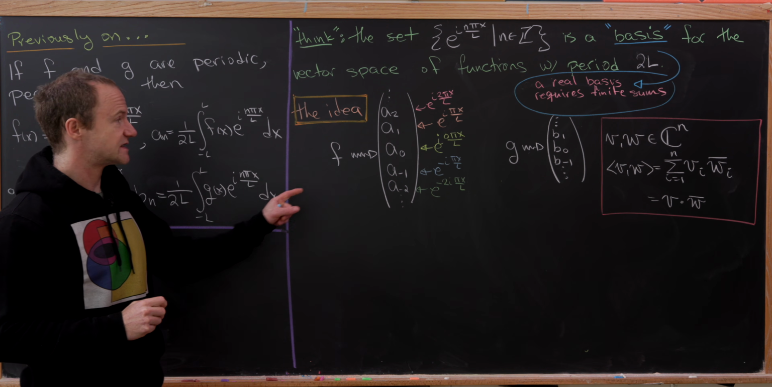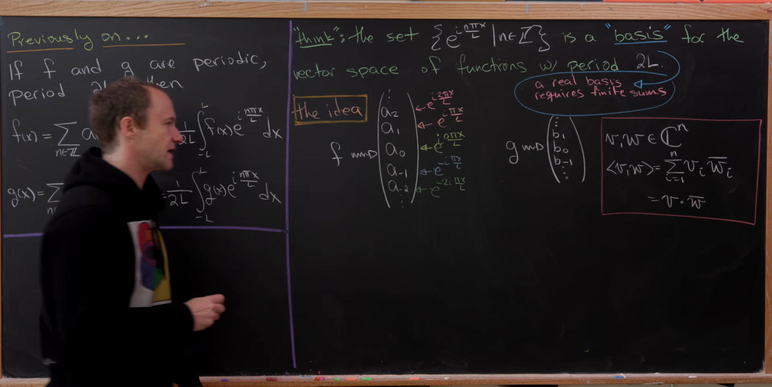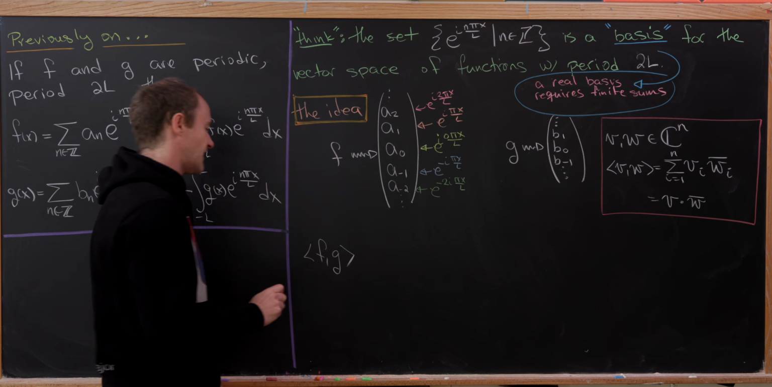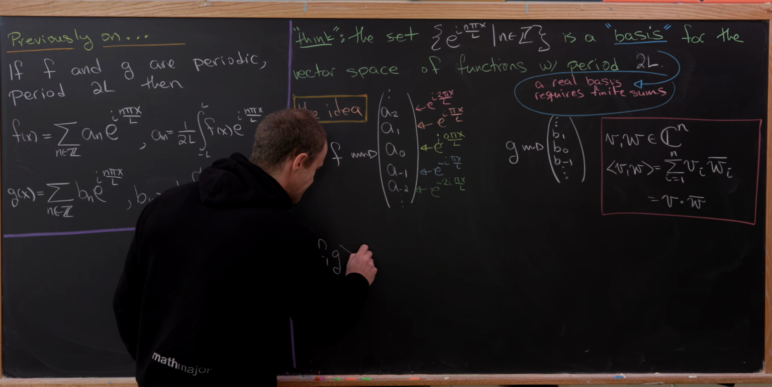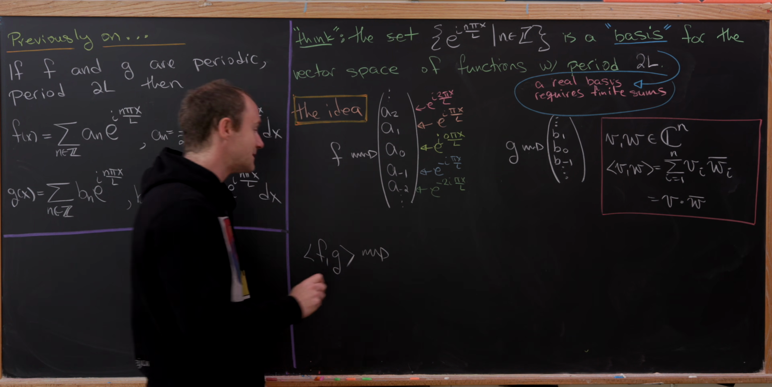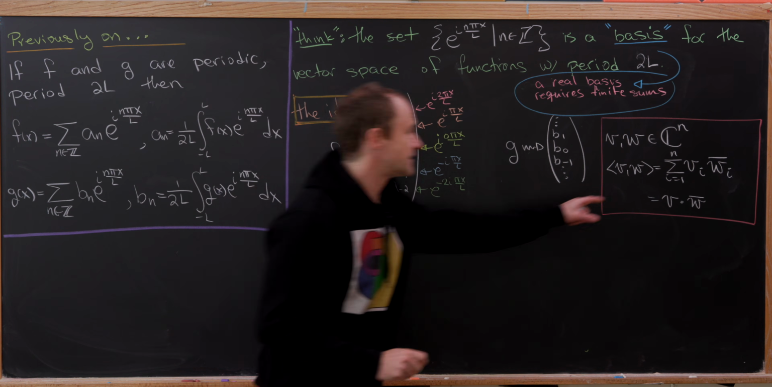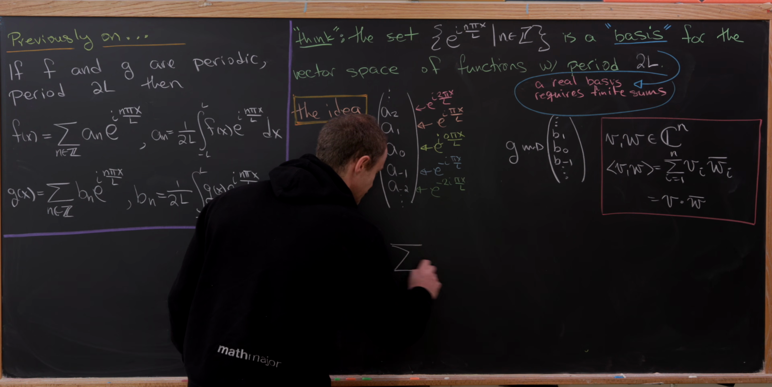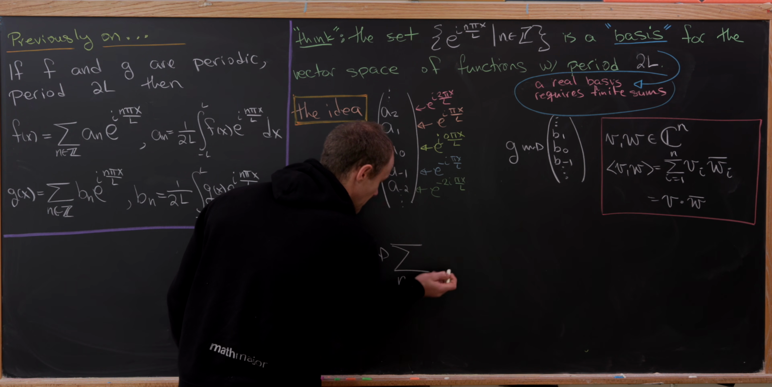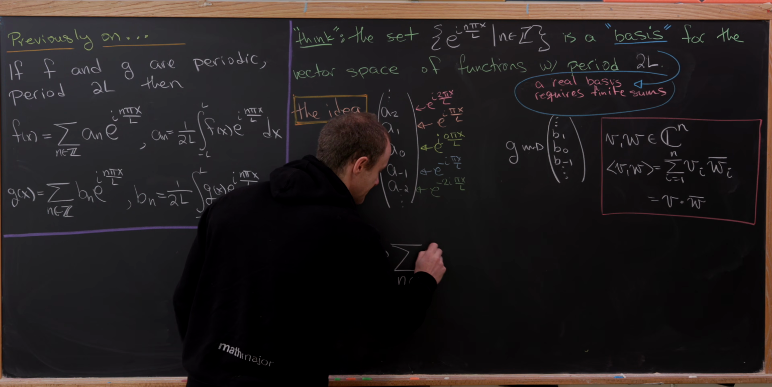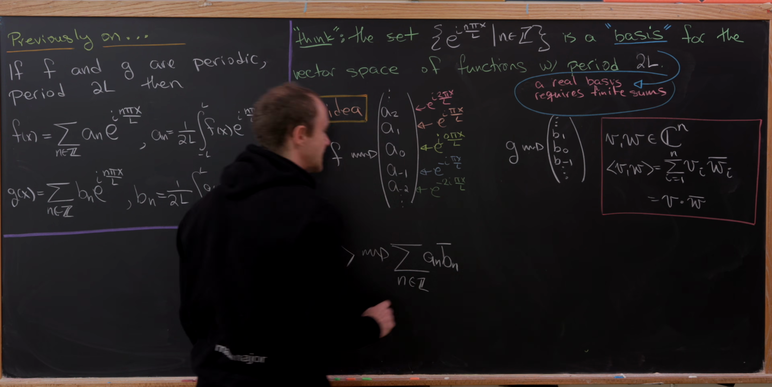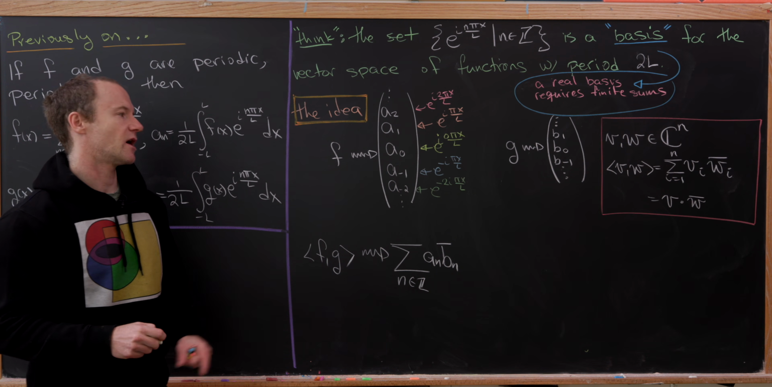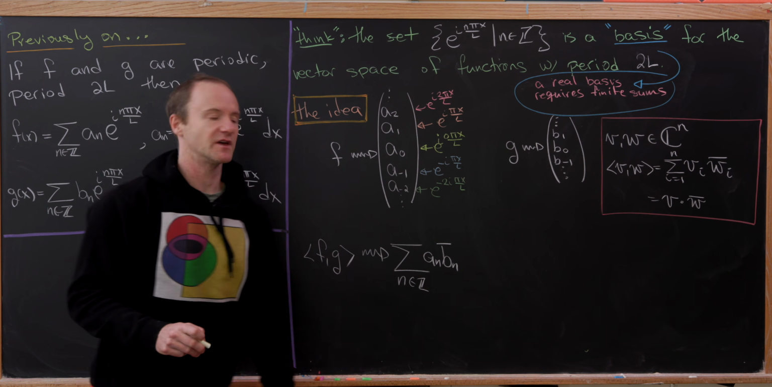Now that motivates us to look at a similar thing over here. So perhaps we would use the same notation, the inner product of f and g. I'm just going to put a squiggle here because that seems like it should be defined in the same way that this is defined over here. So it seems like it should be the sum as n goes over all integers of a sub n times b sub n bar. That's mimicking this complex inner product or this dot product with the conjugate.